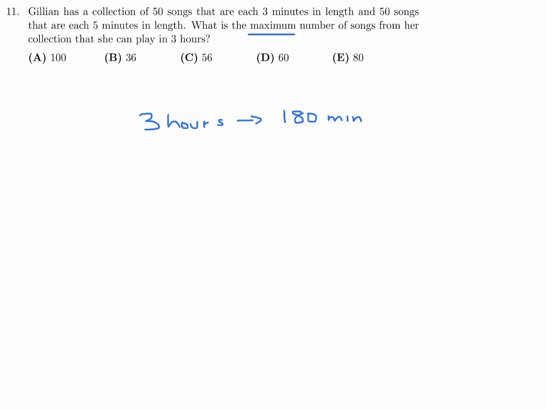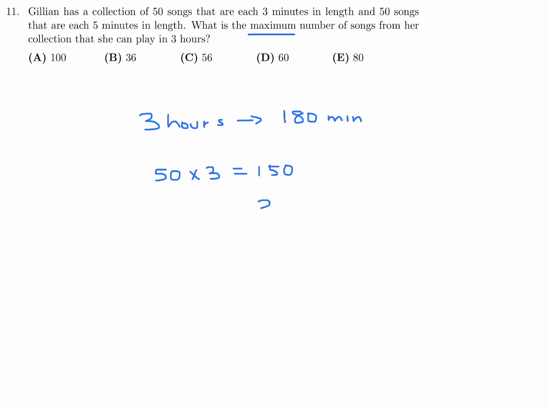So we want the maximum number of songs. So we'll put all the songs that are 3 minutes long. So that's 50 times 3, and that would be 150 minutes. So we were able to squeeze in all of those. Now, of the 180 minutes, we've used up 150, so we still have 30 minutes remaining.